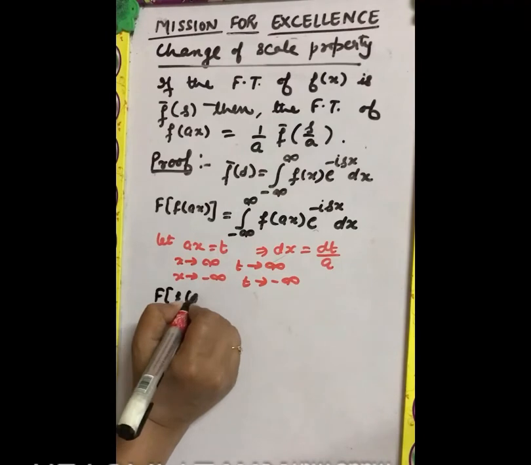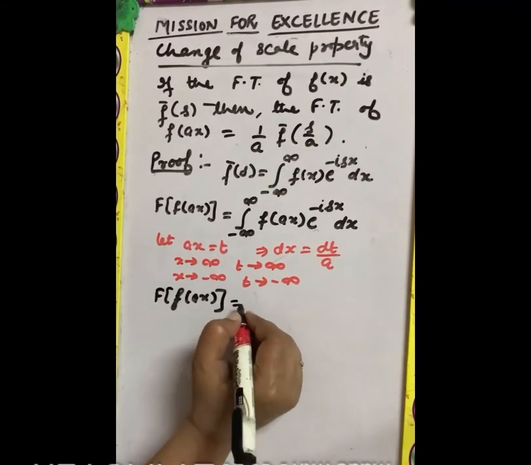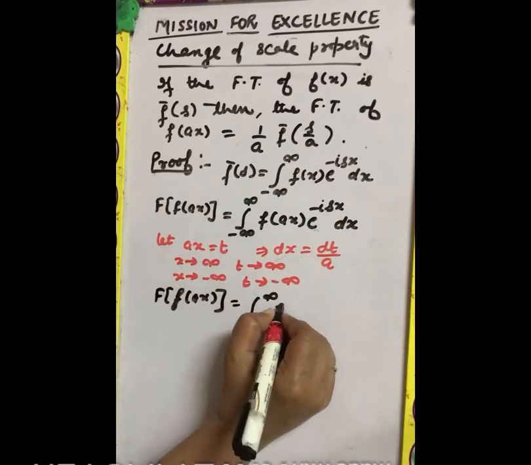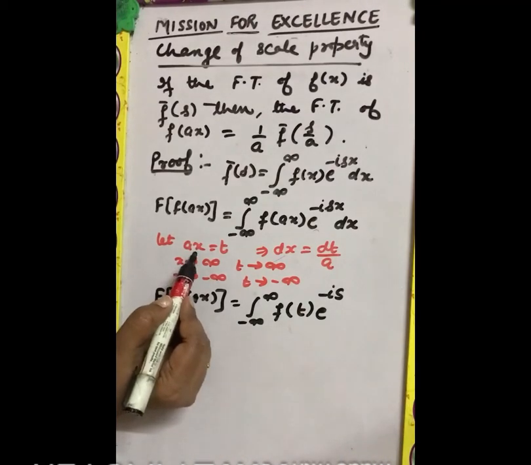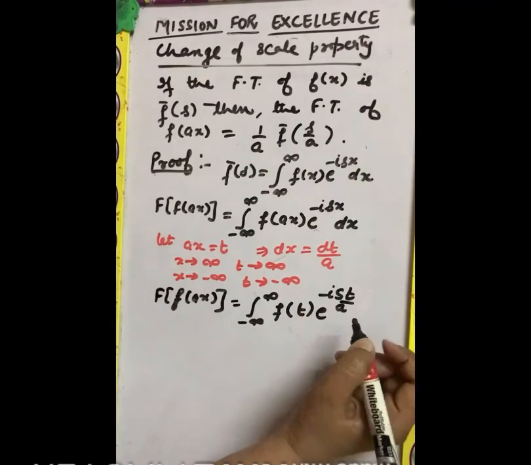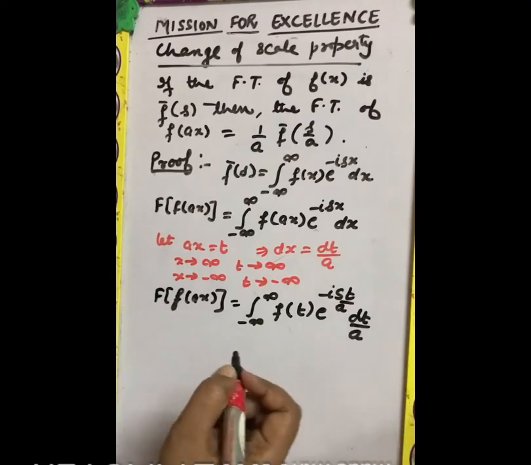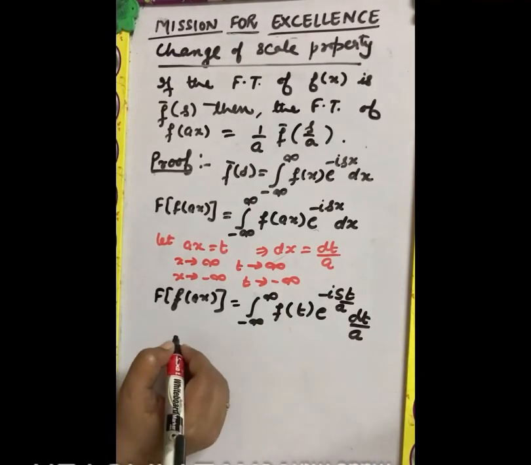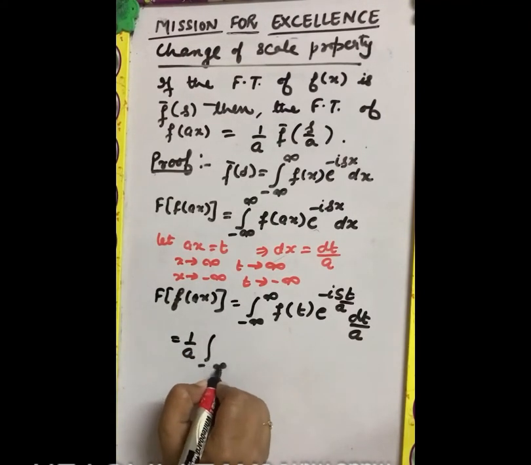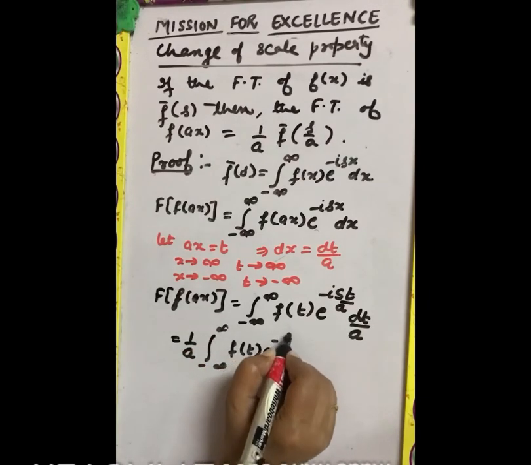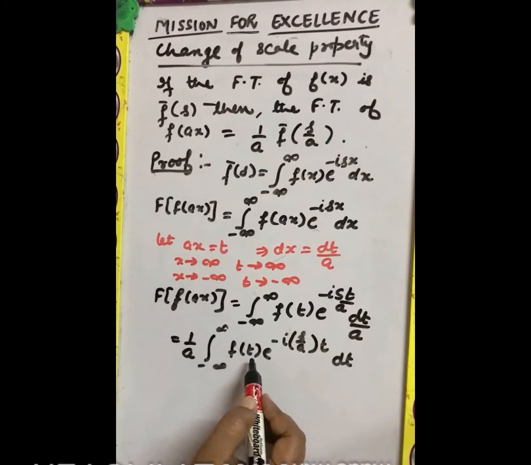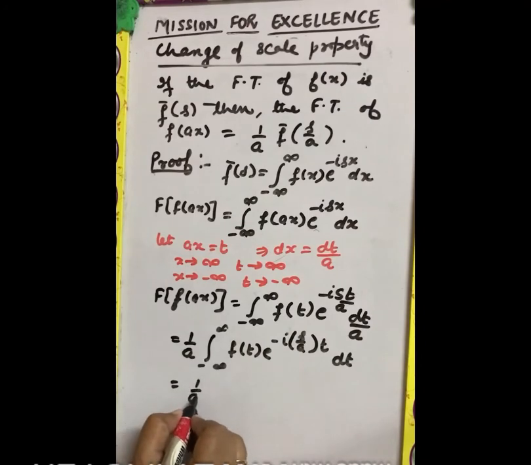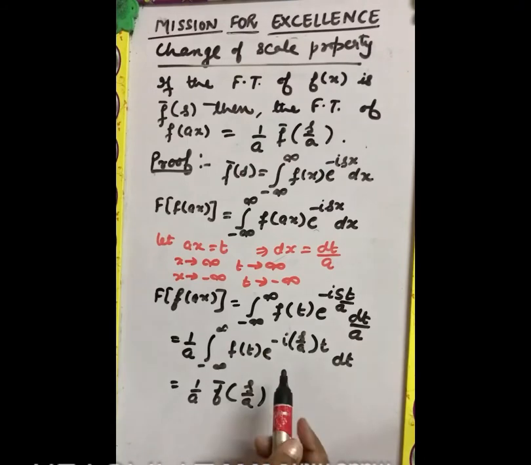The Fourier transform of the function f(ax) is equal to, the limits being the same, the integral of f(t) e raised to power minus iota s, and now x is t by a, so we write t by a, and dx is also dt by a. Now this 1 by a we can take outside. So this will be 1 by a times the integral from minus infinity to infinity of f(t) e raised to power minus iota (s by a) t dt. It means this is the Fourier transform of the function with the parameter s by a. So we can write it as 1 by a f bar(s by a). Here the parameter s is replaced by s by a. So this is the change of scale property.